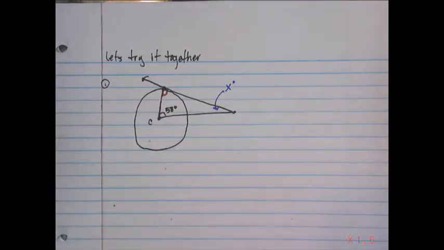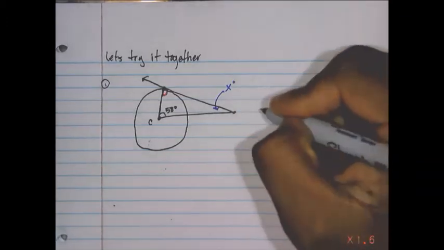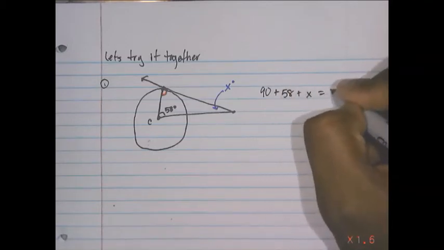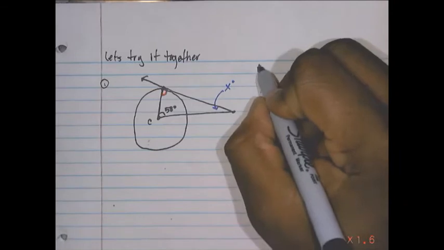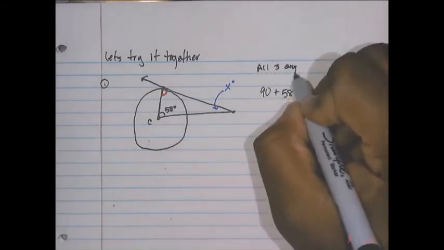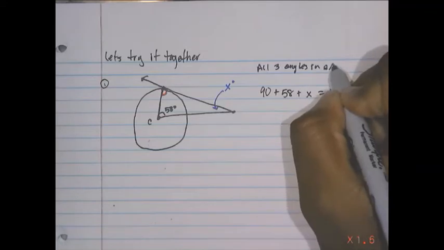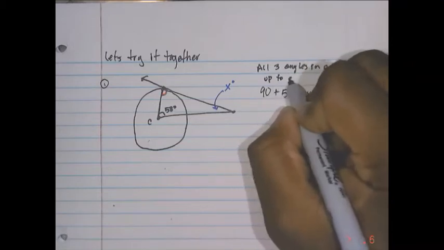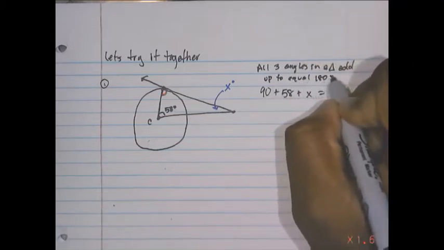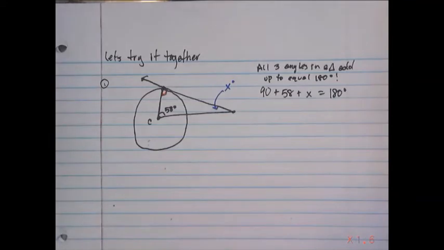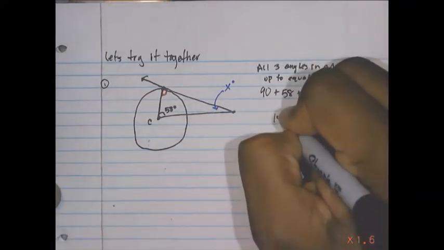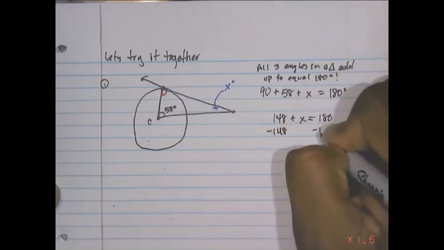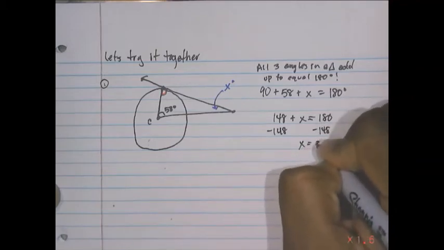And what I know about right triangles is this: that right angle plus the angle they gave us plus whatever x is has to equal 180 degrees, because all three angles in a triangle add up to equal 180 degrees. So from there you get 148 plus x equals 180. Subtract 148 on both sides, and x here equals 32 degrees.